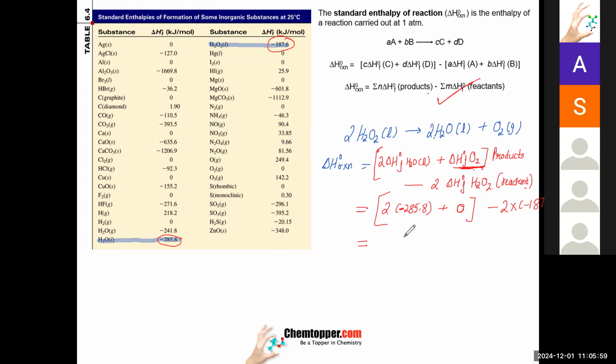I feel that it should be negative. Bhavya, Arnav, is the answer negative? Sanvi, Krista, is the answer negative or positive? Yeah, so it is exothermic. It's exothermic.